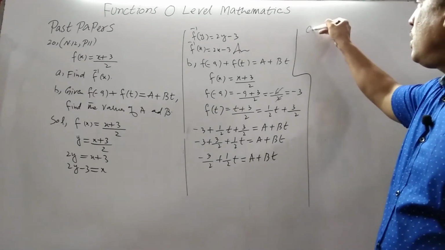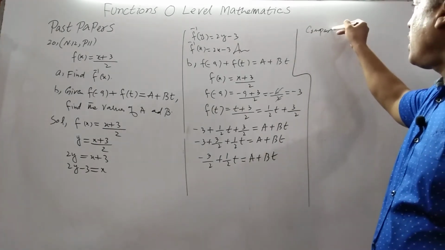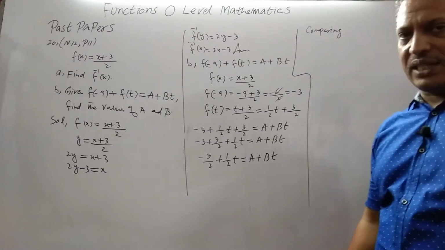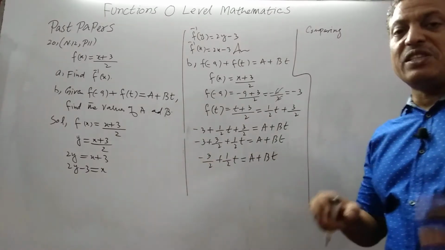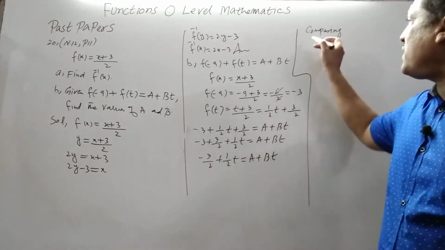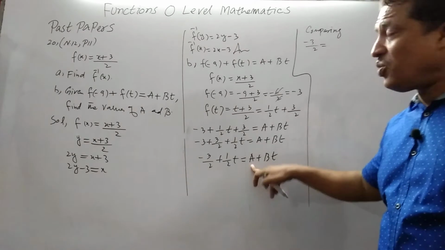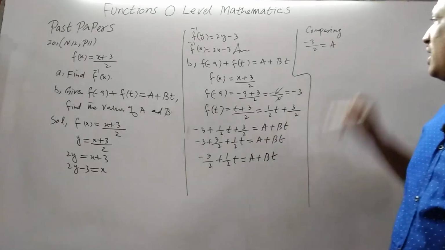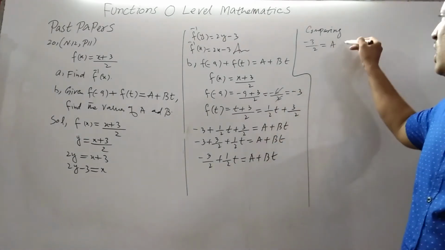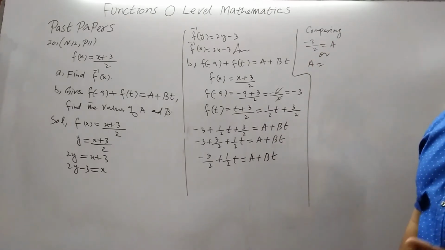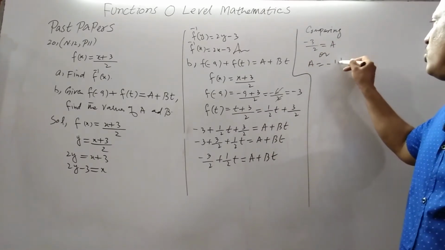Now comparing means first we compare constants. Here constant means without t. Here constant is minus 3 over 2, which is equal to a, since the constant is a. Therefore the value of a is, you can write in the form of mixed number, minus 1 whole 1 upon 2.